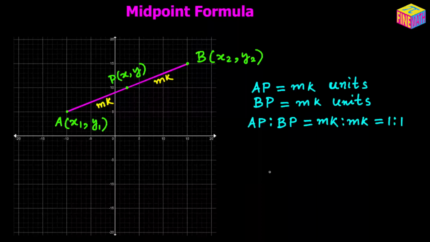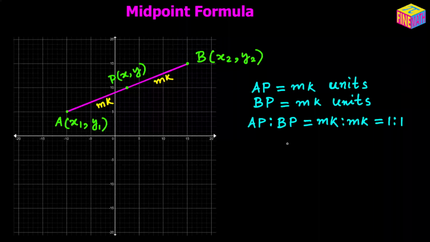So what do we have to derive here? Well, we have been told that we have a line segment AB. The coordinates of the points A and B have been provided, and we have to find the coordinates of the point P which bisects this line segment, meaning it equally divides the line segment into two parts. So the length of AP will be equal to the length of PB. On the right hand side I have noted that if the length of AP is m times k units, then the length of BP will also be m times k units, so the ratio will be 1:1, and that is exactly what is called the midpoint formula.